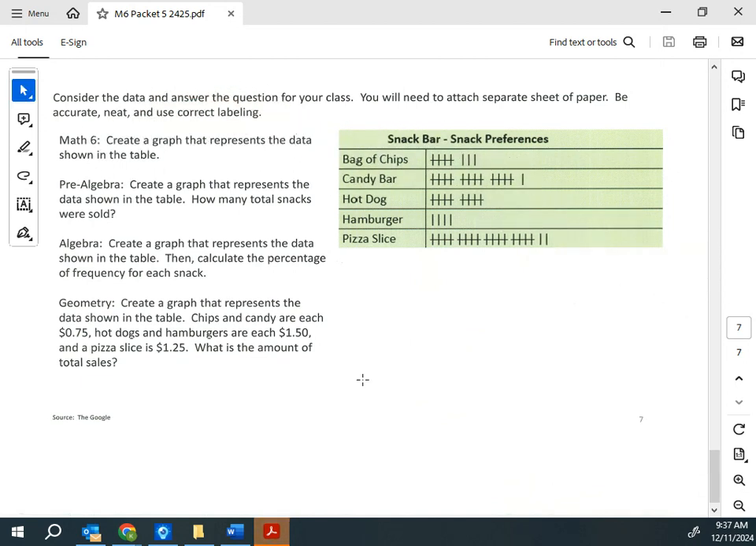And that is our packet number 5, due next Tuesday. If you still have questions, make sure you come and see me. Have a wonderful day.